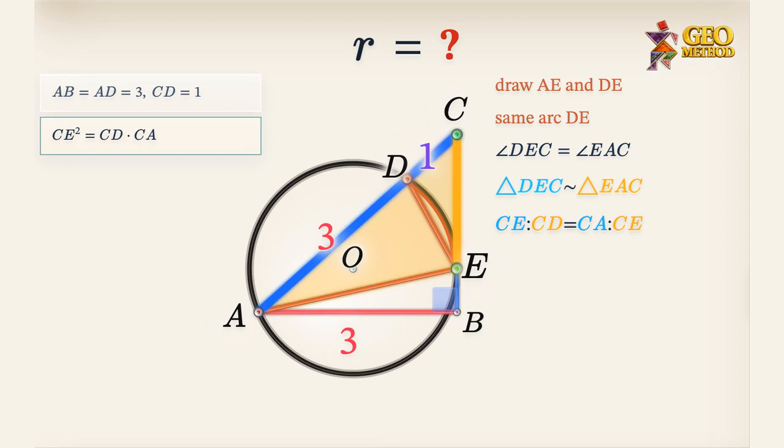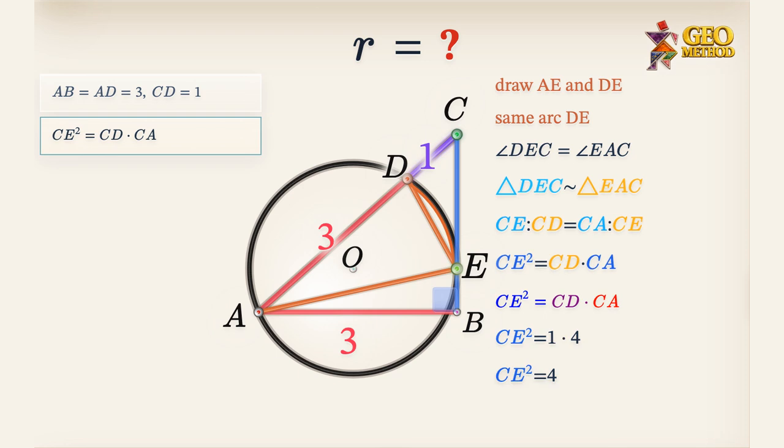Now watch the ratio chase. First, the left side lights up as segment CE over segment CD. Then the right side lights up as segment CA over segment CE with the same two colors. Multiplying across gives the tangent-secant equation. Segment CE squared equals segment CD times segment CA.